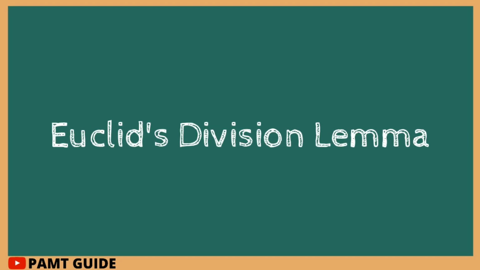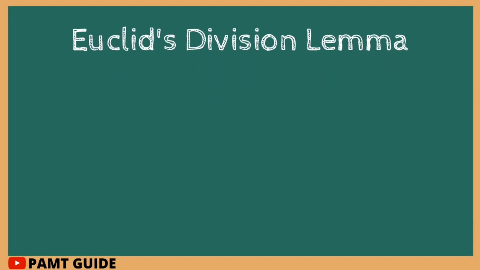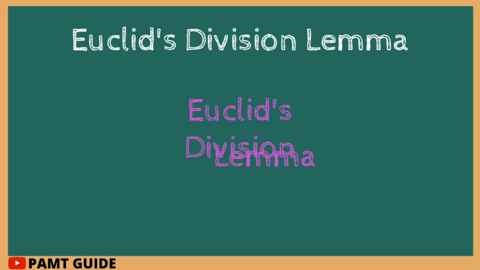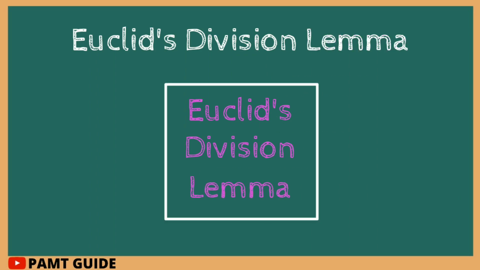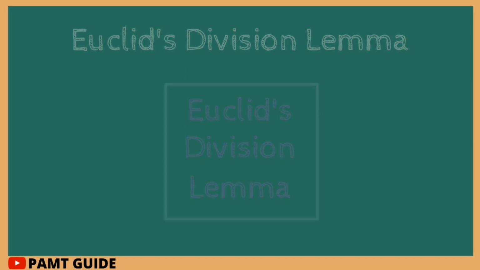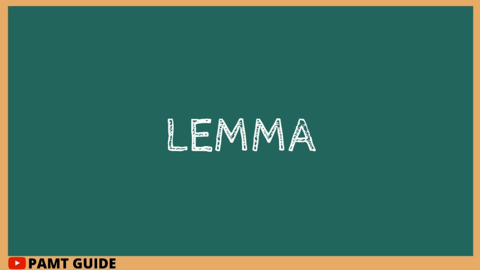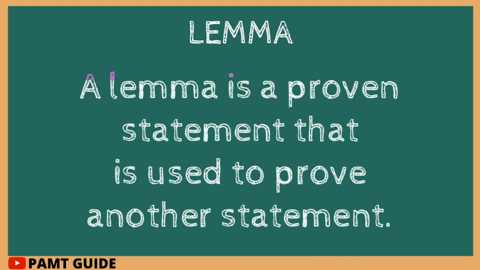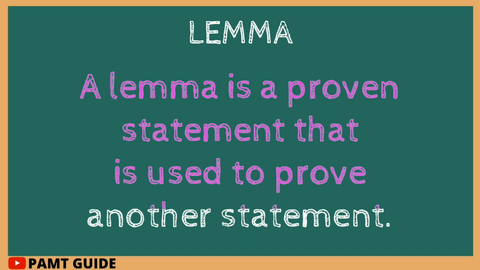Now let's start with Euclid's division lemma. Guys, here are three words: Euclid's, division and lemma. First of all, we will have to understand these three words. Lemma. A lemma is a proven statement that is used to prove another statement.